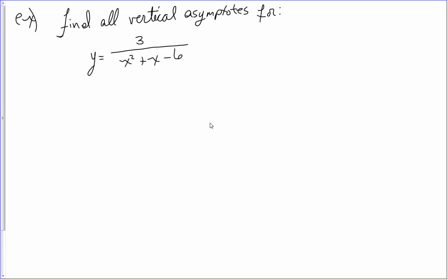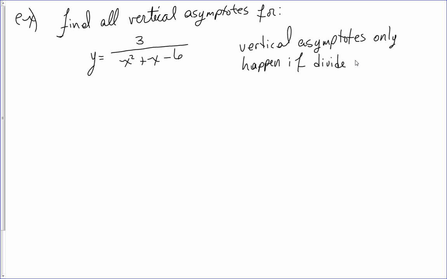Here's an example. Let's find all the vertical asymptotes for y equals 3 over x squared plus x minus 6. So we know that vertical asymptotes can only happen when you divide by 0. So what we're going to do is take our denominator only, set it equal to 0, and solve for x. So we're going to have x squared plus x minus 6 equals 0.